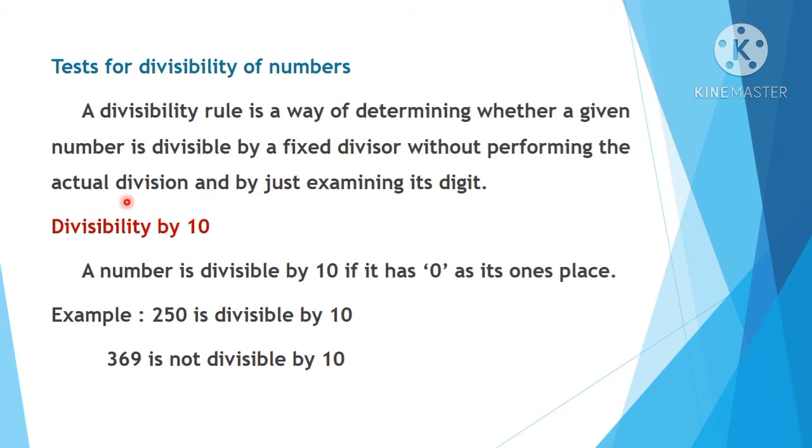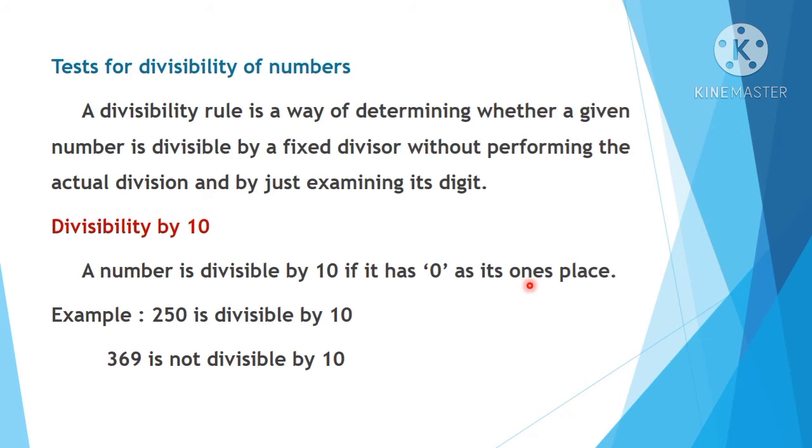Now first we are going to see the rule for 10. A number is divisible by 10 if it has 0 as its ones place. In a number, you have ones, tens, hundreds, like you have the place value. So in the ones place, if you have 0, then we can say that that number is divisible by 10. One more time I'll explain: take a number, and if in the ones place you are having 0, then you can say that number is divisible by 10.